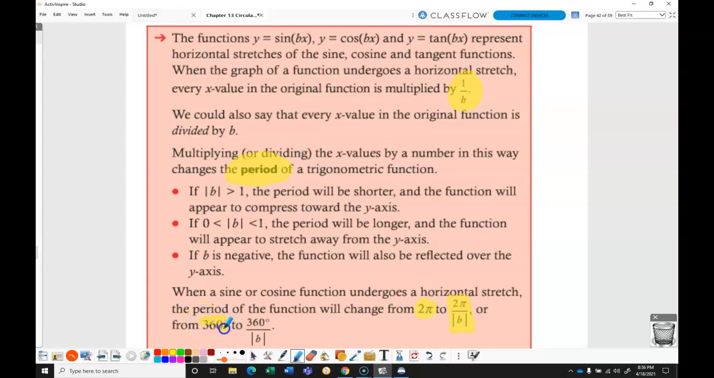If it's in degrees, it originally was 360, but now it's going to be 360 divided by the absolute value of b. There's a lot of times that there'll be a question that says, okay, here's this equation. What's the period of the function? In order to get that, you have to take 2 pi and divide by whatever number is in that equation. So it's not just, everything else is just kind of there in the equation for you and can jump out at you. You actually have to do a little bit of figuring to figure out the period.